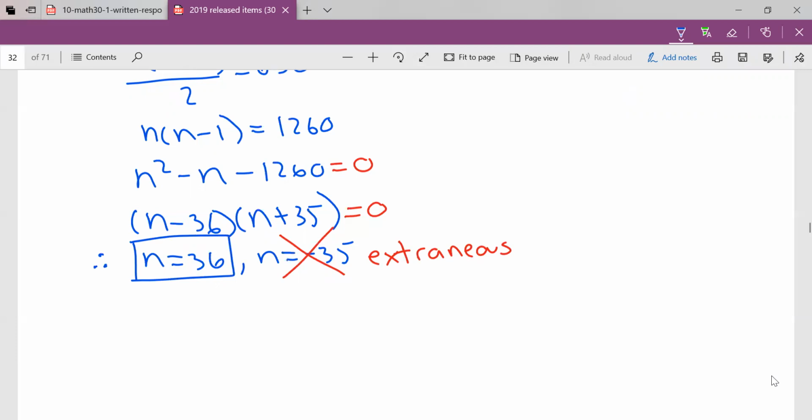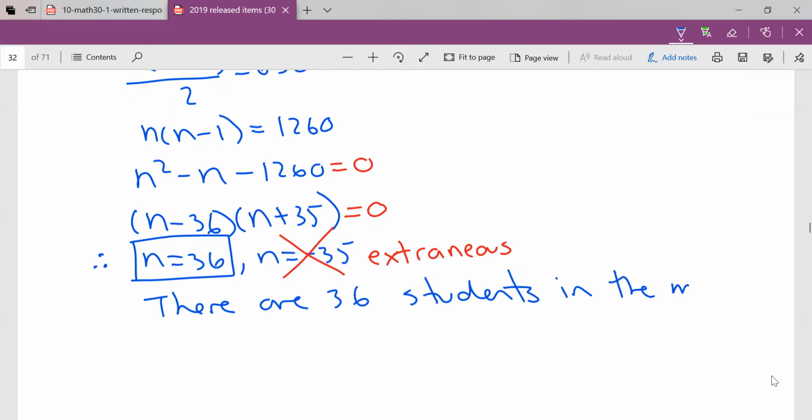Again, it never hurts to make a concluding sentence so that the person marking sees: there are 36 students in the class, in the math class. I guess I should be precise. Okay. Again, make sure you're crossing off and writing extraneous. That is incredibly important. You're communicating why you're not using the negative 35. You have to do that.